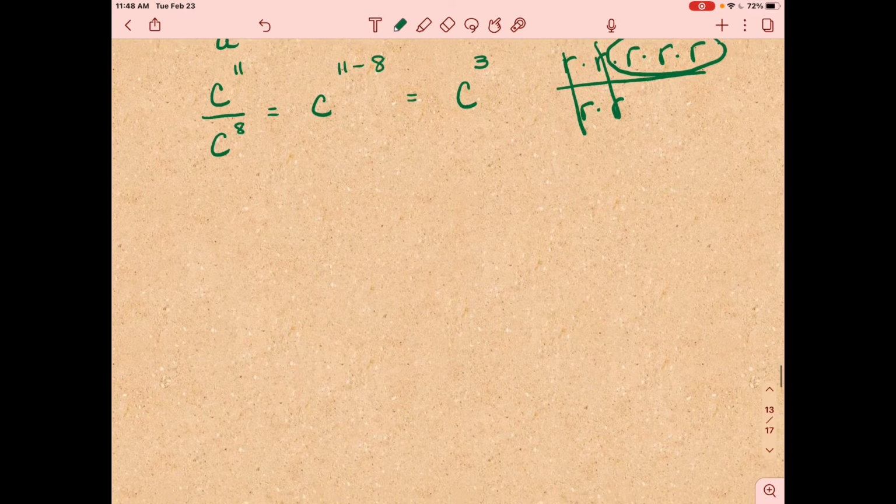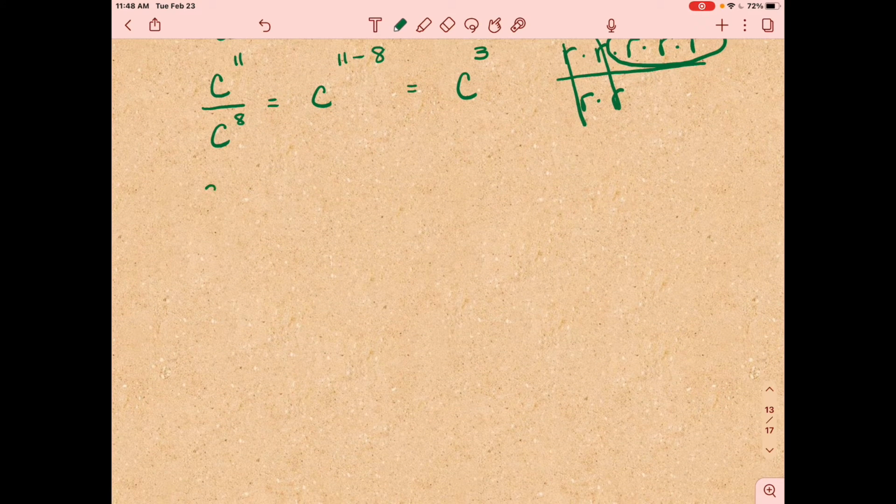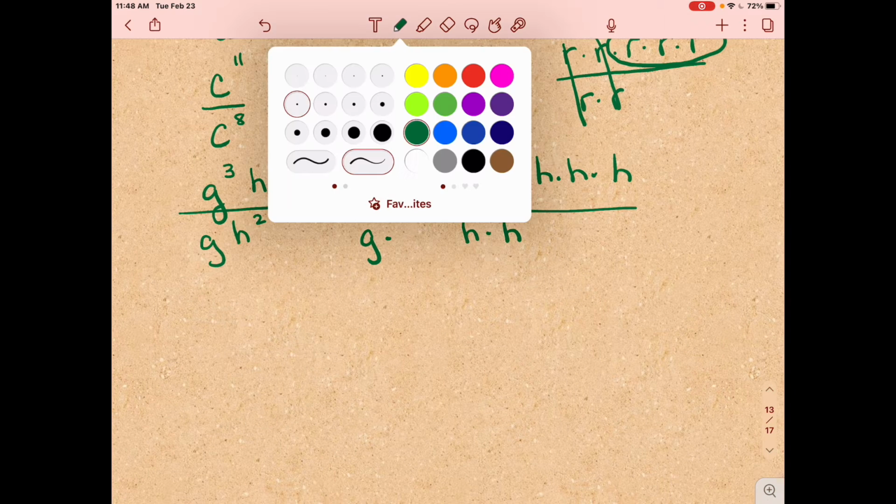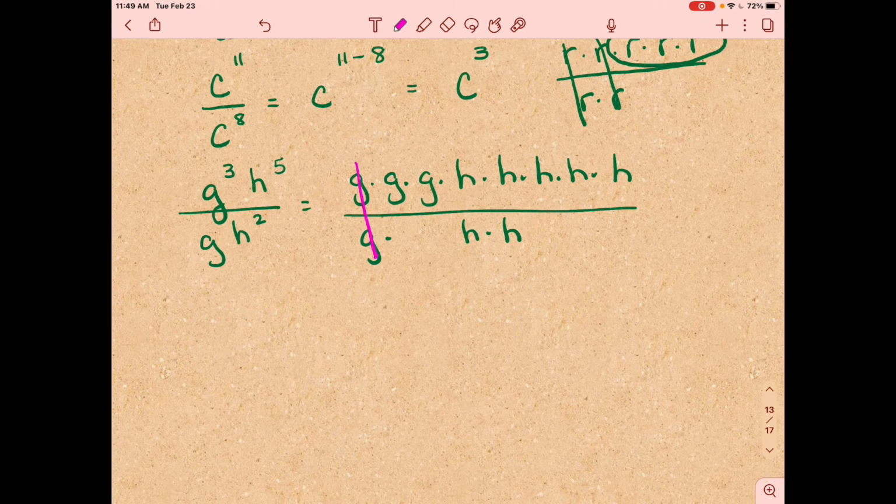All right, so here's a little bit more complicated example to go with this one before we move on. Let's say I have g to the 3rd, h to the 5th over g, h squared. And if I wrote this out the long way, it would be something like this. G times g times g times h times h times h times h times h over g times h times h. And then you could see those cancel like this, leaving behind 2 g's on the top and 3 h's.